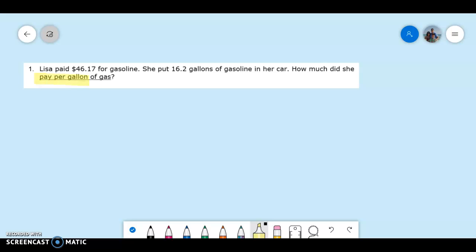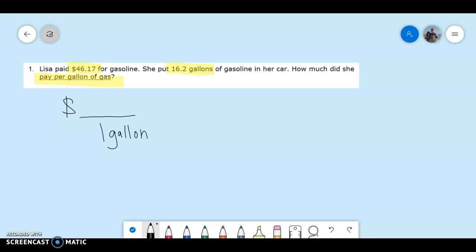So this sentence right here is super important. How much did she pay per gallon of gas? So I'm looking for two things. I'm looking for how much she paid, and I'm looking for how many gallons of gas. So this is how much she paid, and this is how many gallons of gas. And in the end, I need to be able to tell you how much money she paid for 1 gallon.